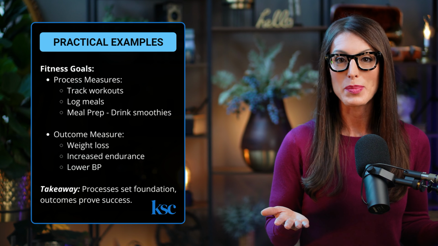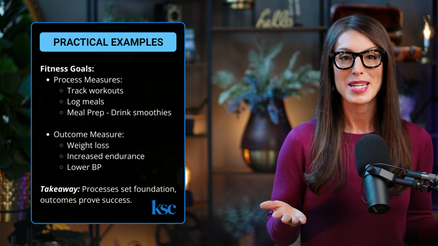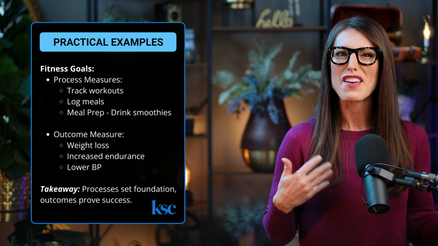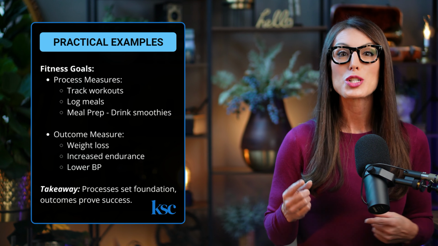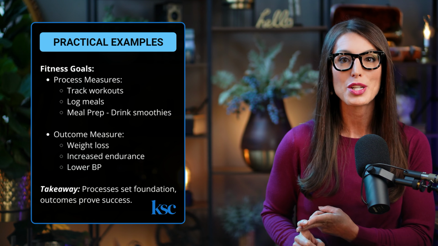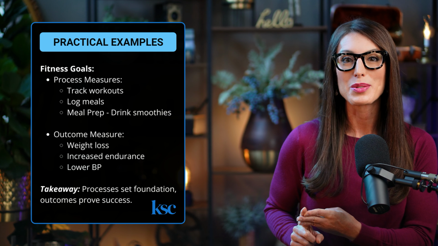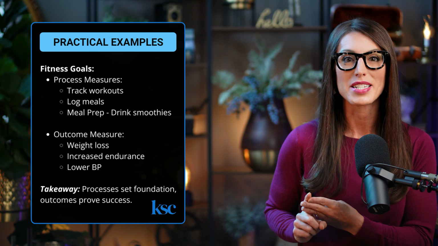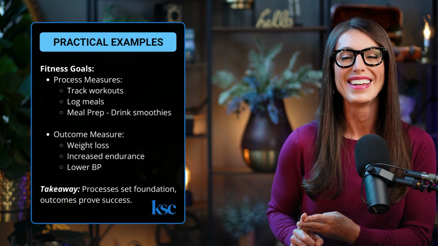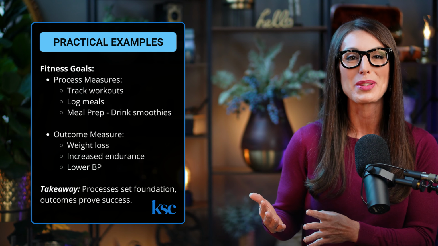Now let's take another example. Let's talk about fitness. So process measures for, say, a fitness goal would be things like tracking all of your workouts, counting your calories, prepping all of your healthy meals, and drinking those spinach and kale smoothies that we all pretend that we like. There's a lot of steps involved in getting in shape and losing weight, of course.